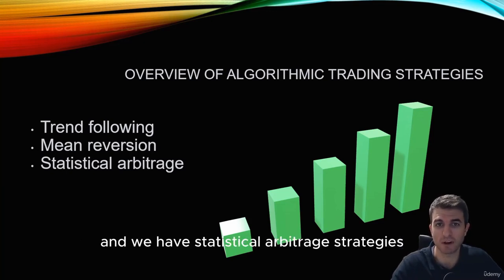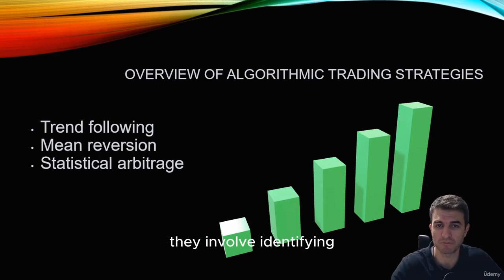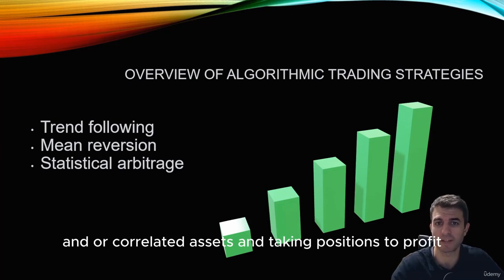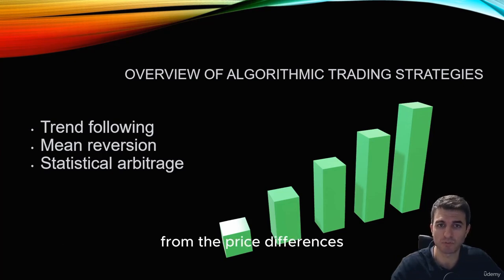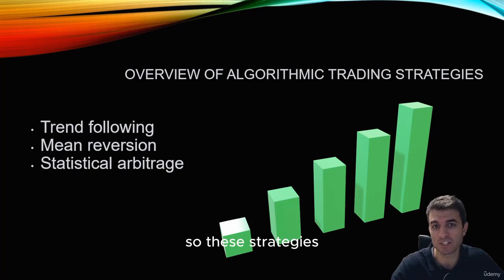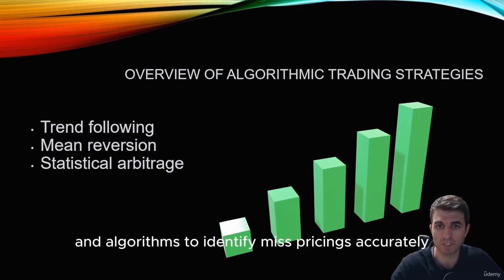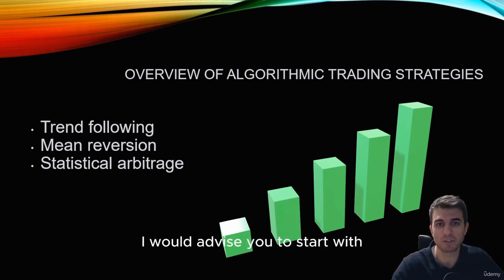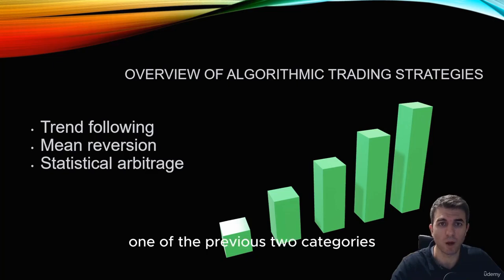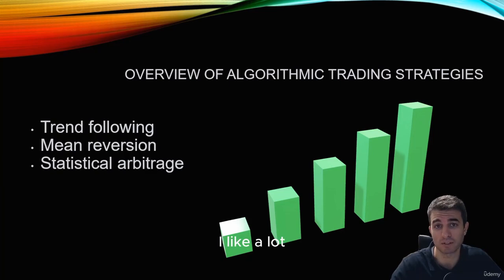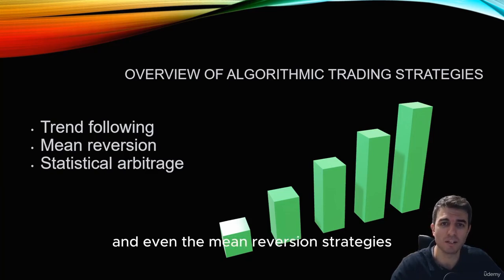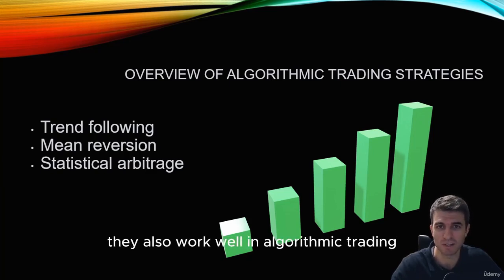Then we have statistical arbitrage strategies. They involve identifying mispricings in related or correlated assets and taking positions to profit from the price differences. So these strategies require sophisticated mathematical models and algorithms to identify mispricings accurately. I would advise you to start with one of the previous two categories. So the trend following, I like a lot the trend following strategies, and even the mean reversion strategies also work well in algorithmic trading.